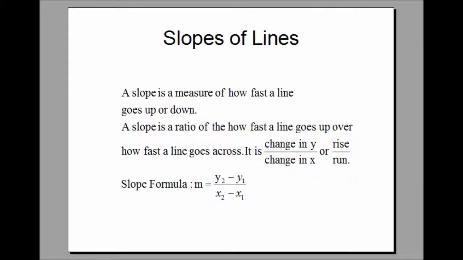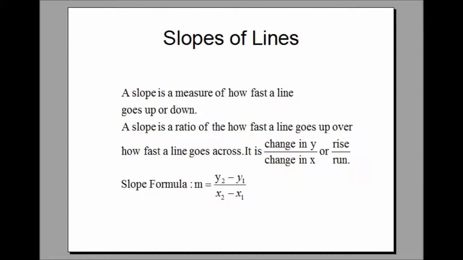This section is on the slopes of lines. A slope is a measure of how fast a line goes up or down. Know that a slope is a ratio. What you're doing is measuring the vertical change in the line and placing that over the horizontal change in the line. That's usually referred to as rise over run.